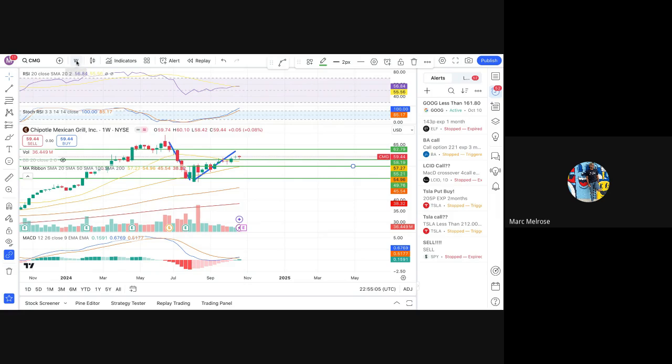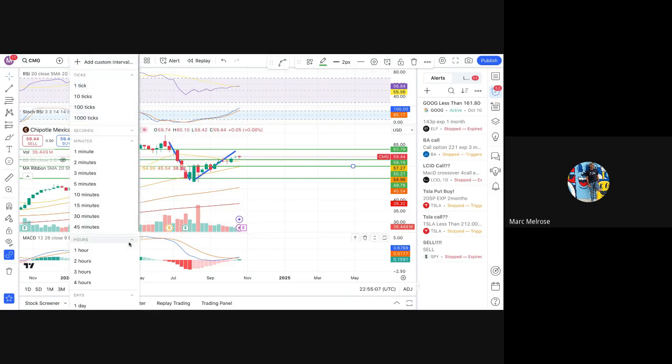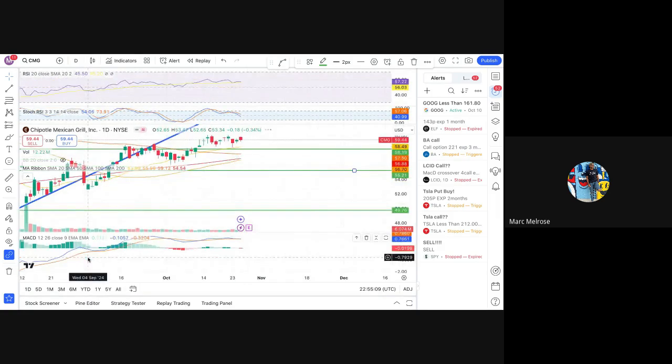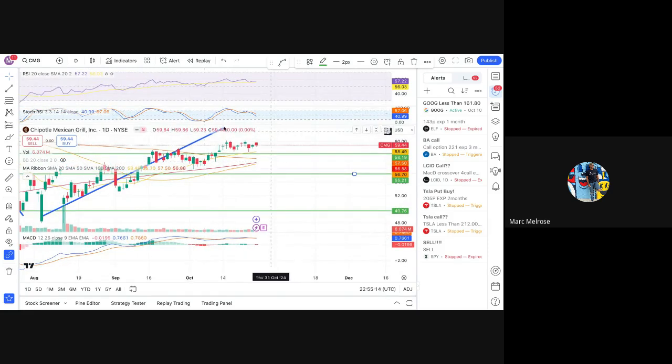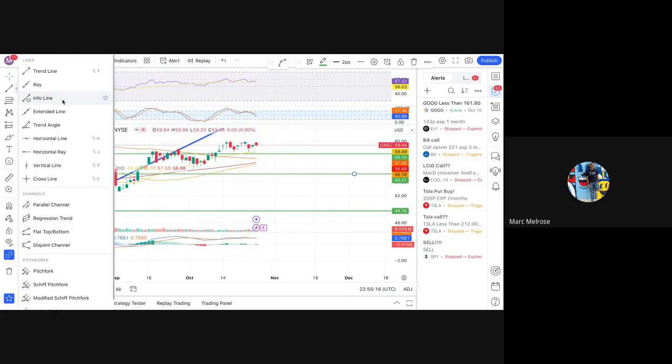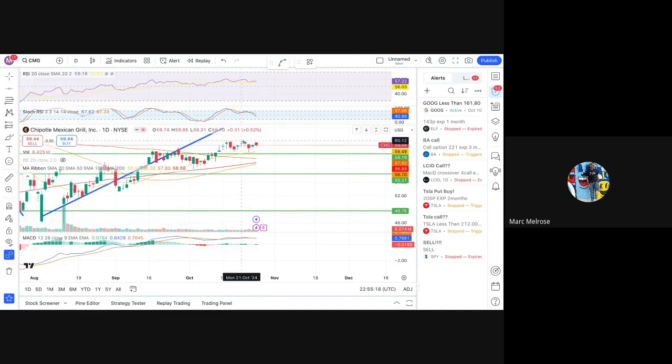Let's check out the weekly to see which way it can potentially go. Let's check out the daily. All right, so looking at the daily, it's been testing resistance. On the daily, we can draw resistance here at about 60 as our resistance level. And then looking at my stochastic RSI, it's pointing downward, so it's trying to decrease.